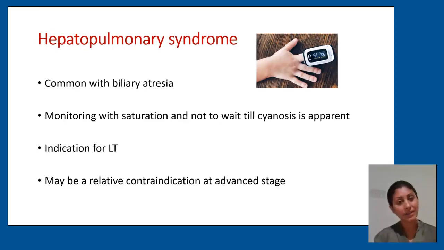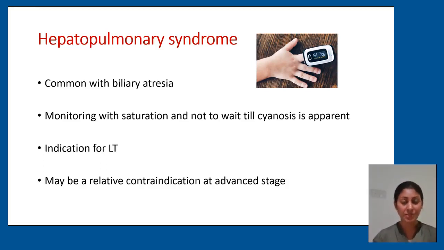Another important complication is hepatopulmonary syndrome. It's a very common complication, and for some reason it is very much associated with biliary atresia. I haven't seen it in association with Wilson disease or autoimmune liver disease, but it's very common with biliary atresia. It's very important when we follow up children with biliary atresia in the clinic, they look very well, but do not forget to check saturation.